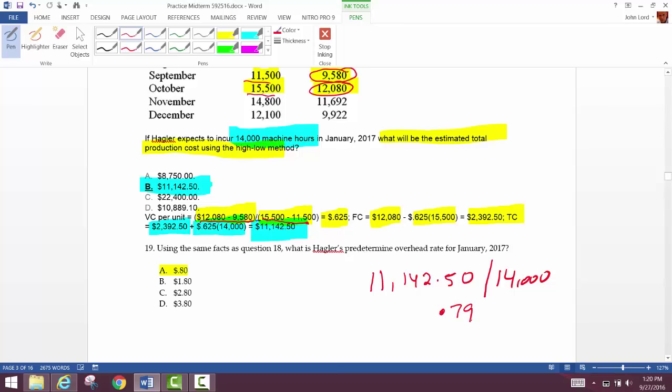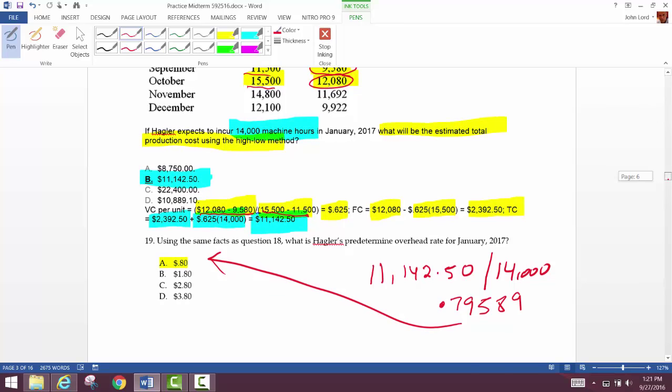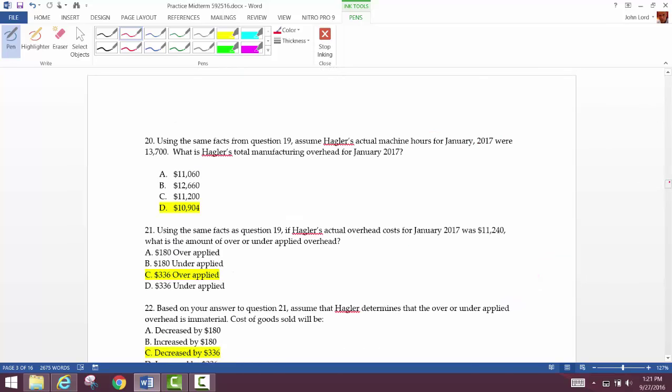0.79 something or another. Okay, which we round up to 0.8. Give me that long number, that funky number. 0.79589, you say? Okay. All right, good. So now we've got that predetermined overhead rate.